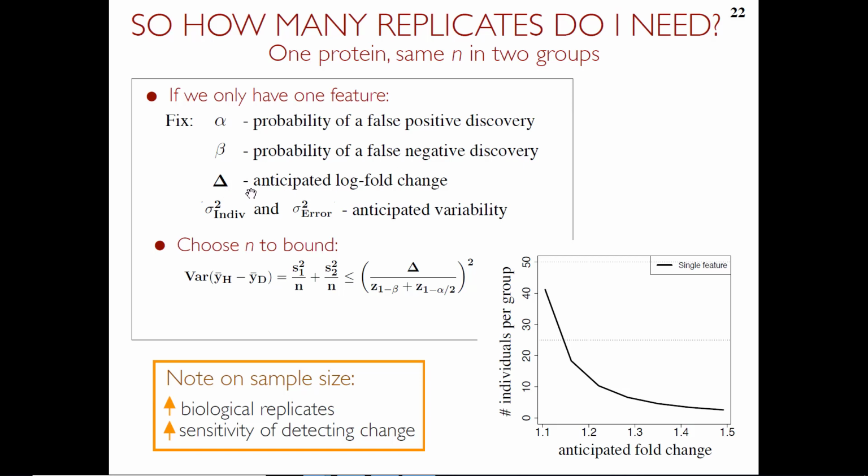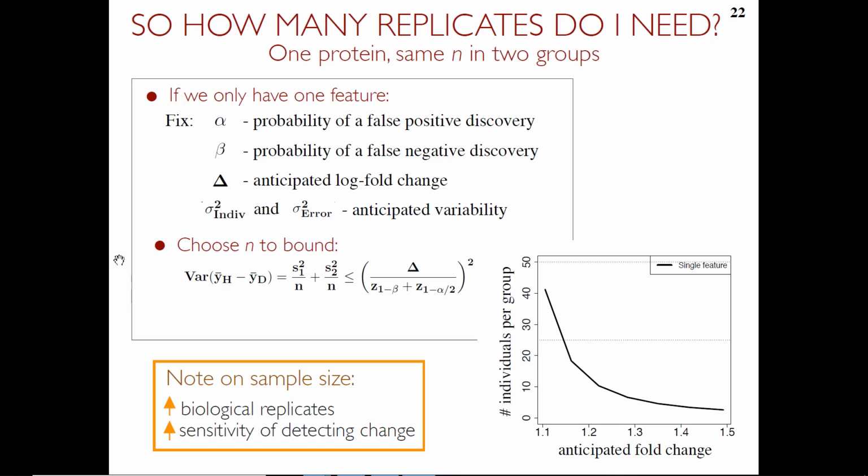What would be the minimum log fold change we're interested in? This is something also we can come up with. What is difficult is to know how much biological and technical variation we have in our measurement system. This is what we will need to learn from historical data.